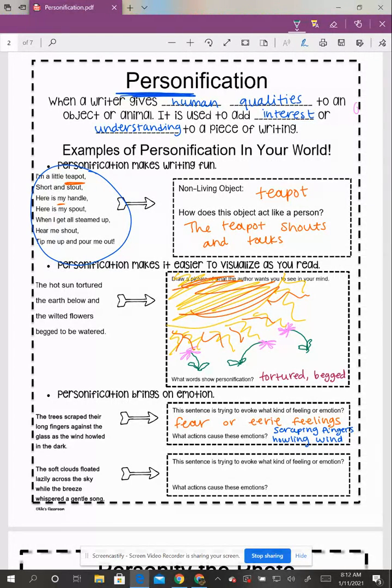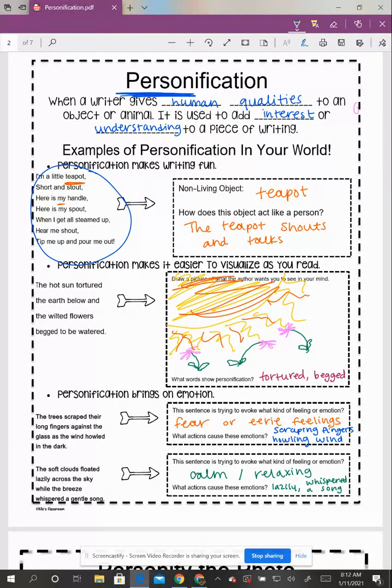Let's look at the last example. The soft clouds floated lazily across the sky while the breeze whispered a gentle song. This sentence is trying to evoke what kind of feeling or emotion? Well, if I'm thinking of clouds and a breeze, I'm thinking of something very calm or relaxing. And what were the actions here? Well, they said lazily. If we're being lazy at home, we're probably pretty calm. And then when it says whispered a song, I don't know about you, but I'd much rather feel relaxed with something being calm and whispering than if someone were yelling at me.